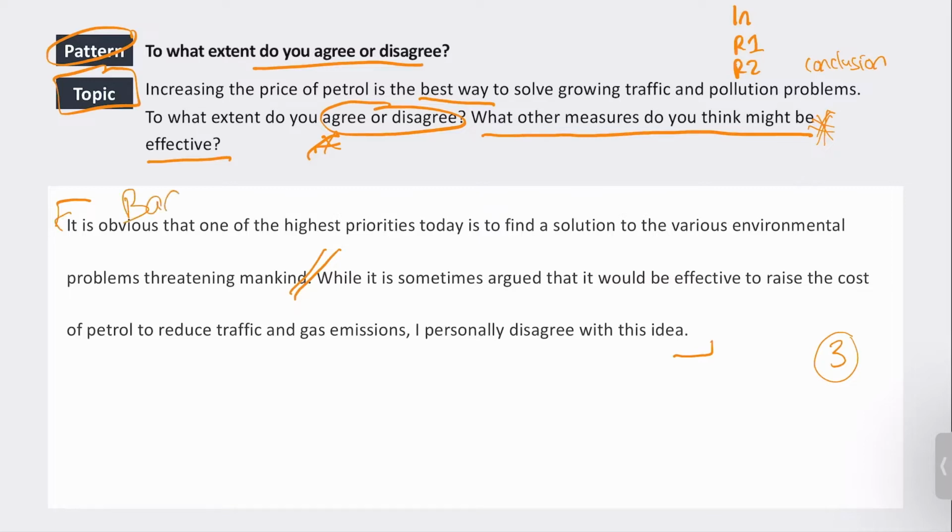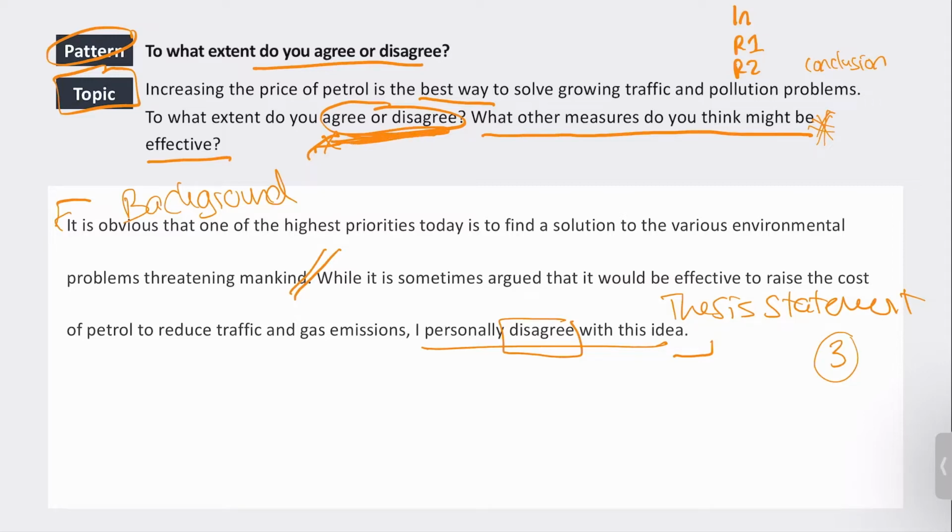So you've got our background information. Okay, that the debate is we need to find a solution to environmental problems. And then we've got what we call our thesis statement or our opinion. Okay, so their thesis statement is that they disagree with this idea. So already, they've answered the first part of the question, which is agree or disagree. It's telling us that they disagree.